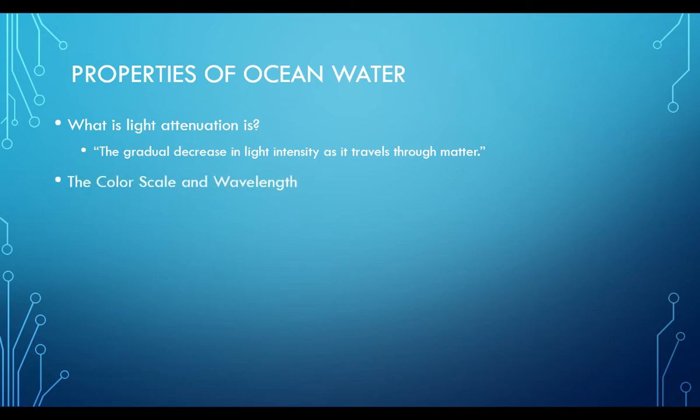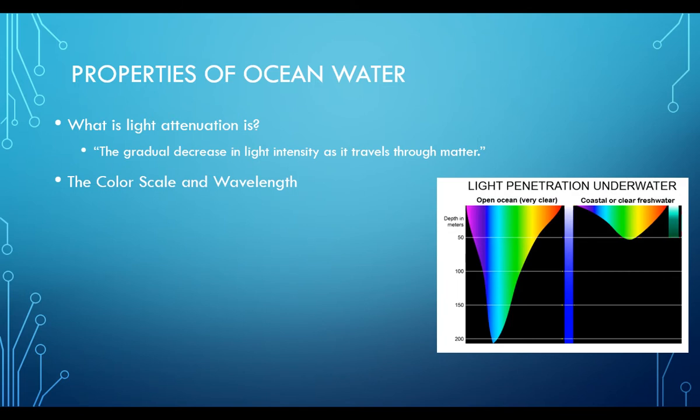The color scale and wavelength. This image on the right shows light penetration underwater. On the left, it is the open ocean under very clear conditions, versus on the right, which is the coastal or clear freshwater. But I'll be focusing predominantly only on the left side. So the full spectrum of light fades out around 30 meters of depth. Remember to stay on the left side of the image.